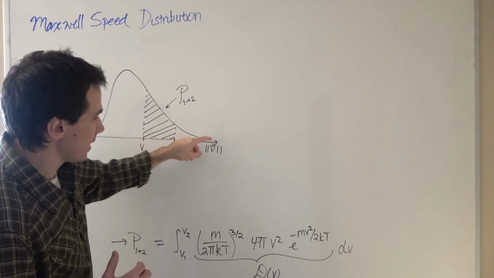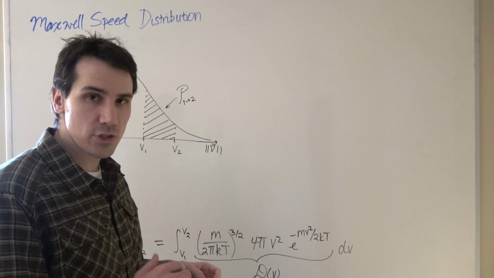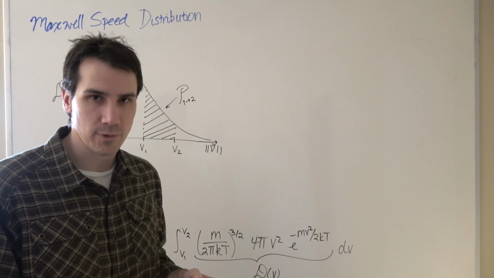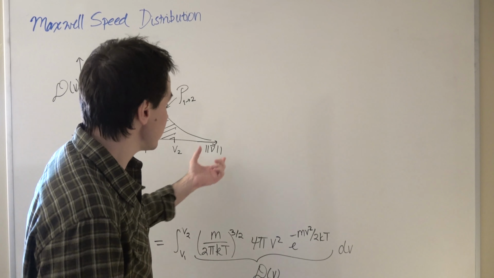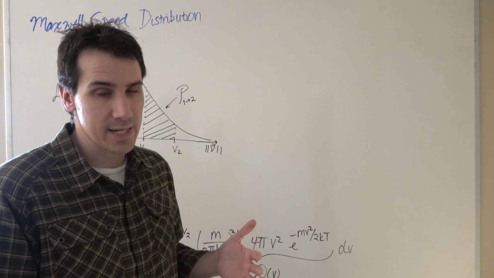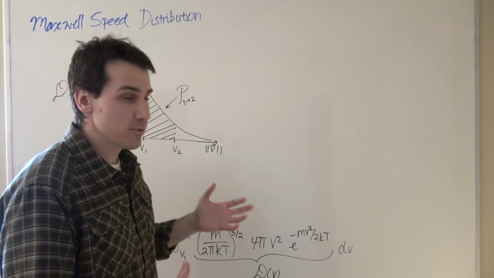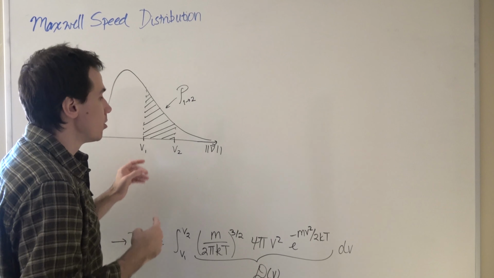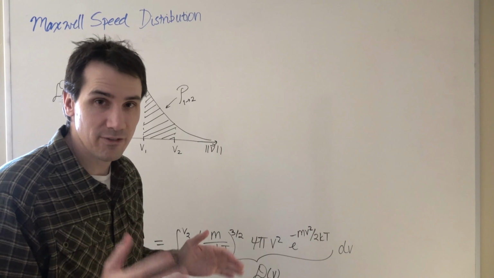You can see that this tail actually extends quite a ways. So even in a normal, average temperature, room temperature air, there is some probability of an individual particle having a very, very high speed. Now, the vast majority of particles have speeds somewhere in this region, but some particles will have very, very high speeds.